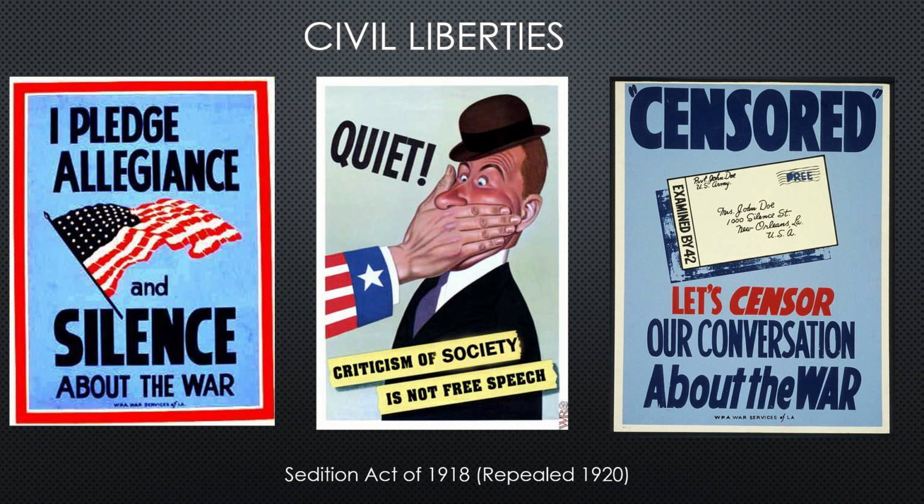Most notably, too, in this slide, the poster all the way on the right, you can see an envelope, a mail envelope. The government actually during the First World War would open mail that was sent internationally. So not just freedom of speech, but there's a kind of a tenuous nature of privacy.